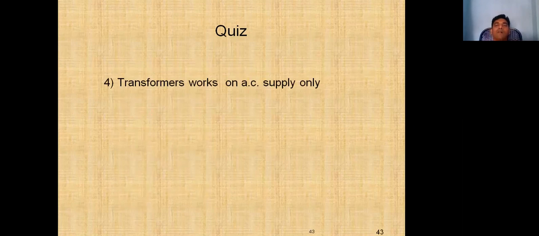Transformer works on AC supply only. True or false? True. It works on AC. It can't work on DC because in DC there is no alternating nature, so there is no relative motion between flux and conductors, and no EMF is induced. It works only on AC. True.